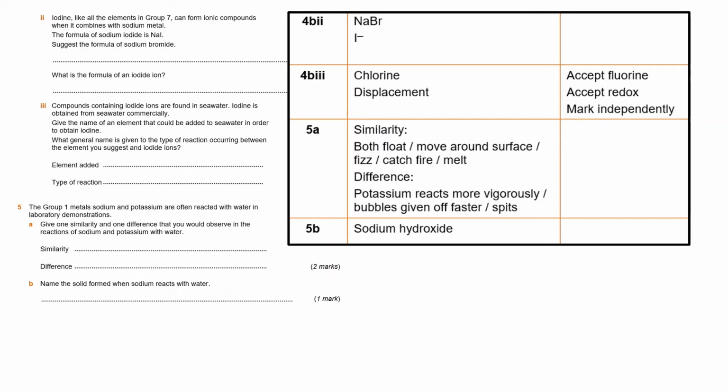And for chlorine displacement, because chlorine is more reactive than iodine, you can use a displacement reaction. So because chlorine is more reactive than iodine, it will displace it. You can also say fluorine, but because fluorine is more reactive, it's just better to use chlorine. But fluorine is more reactive and it will work. So anything that is a more reactive halogen will displace a less reactive halogen.